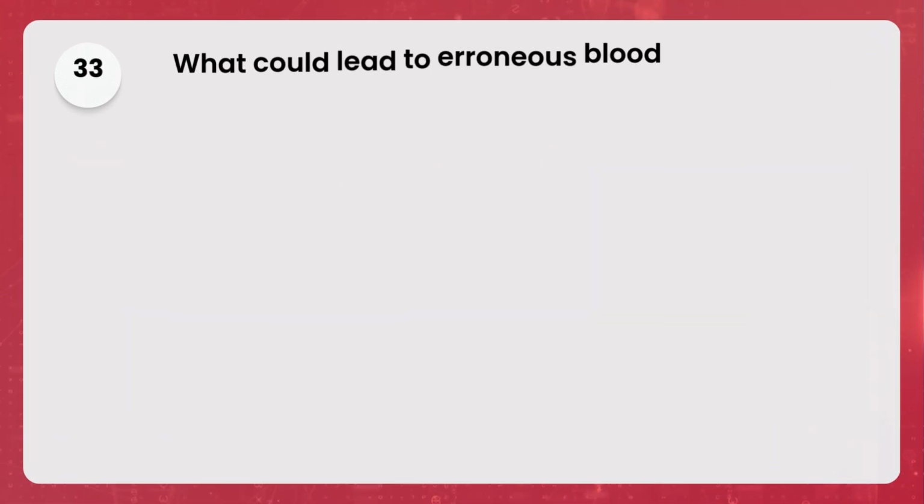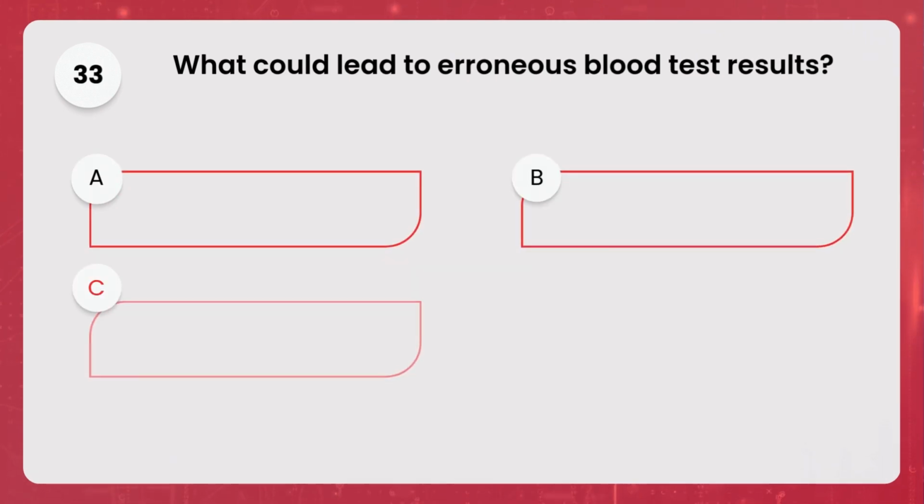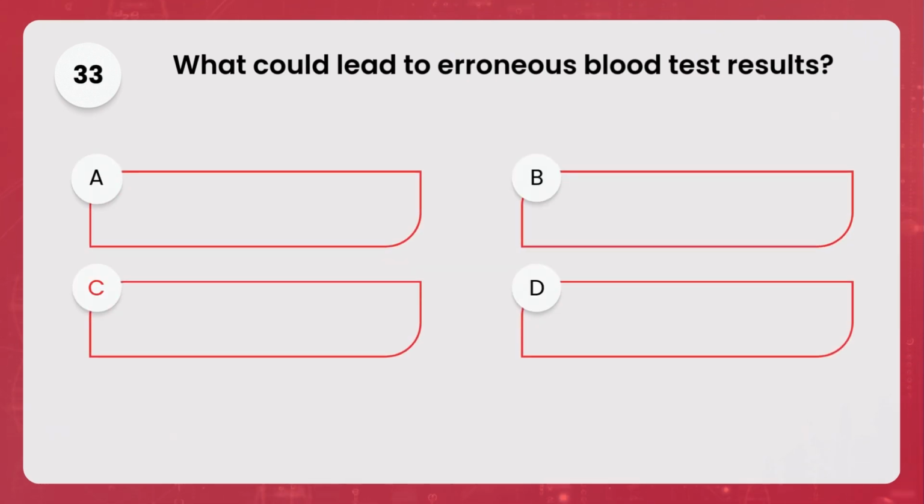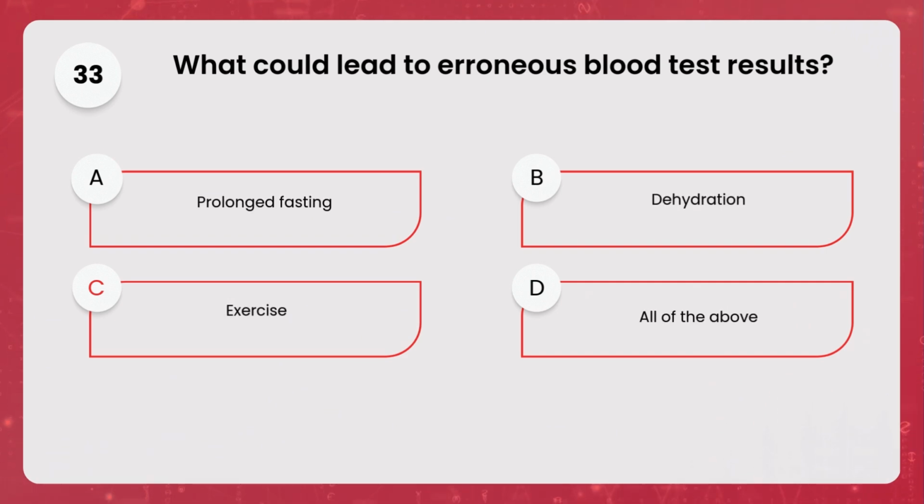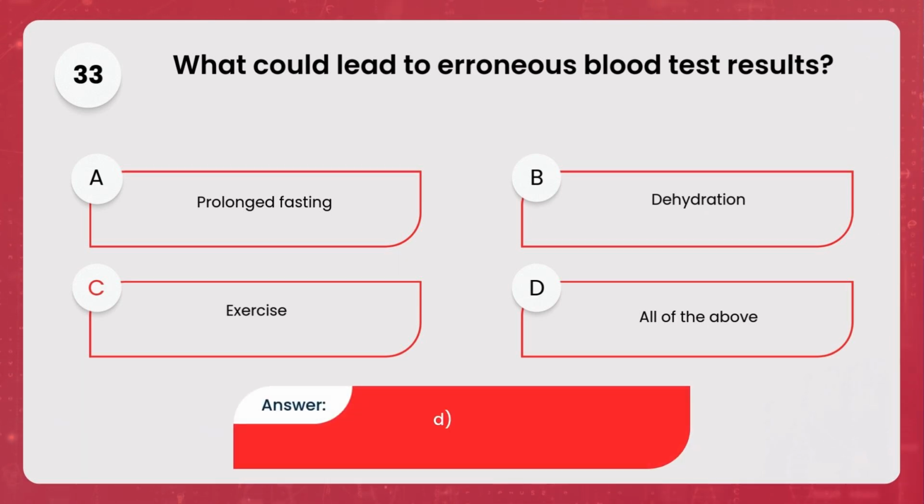Number 33. What could lead to erroneous blood test results? A. Prolonged fasting. B. Dehydration. C. Exercise. Or D. All of the above. The answer is D. All of the above.